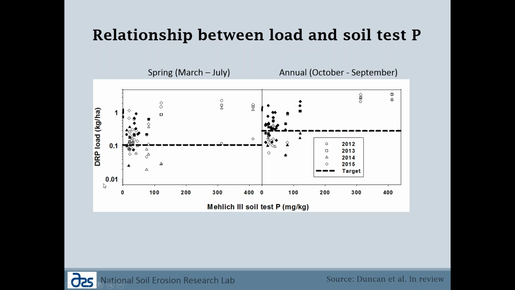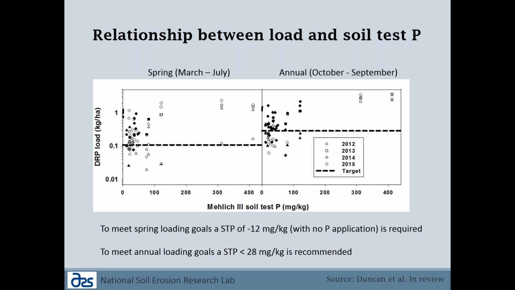And we have this in a log scale, so we can show the variability in the data. But what we found was that when we look at the relationship between soil test level and load, in order to meet the spring loading goal of 0.11 kilograms of dissolved phosphorus per hectare, which is recommended for Lake Erie, we would need a soil test phosphorus level of -12 with no phosphorus application. And you may ask, well, how is that possible? How do we have a soil test level of -12?